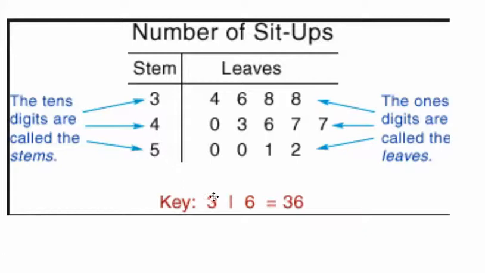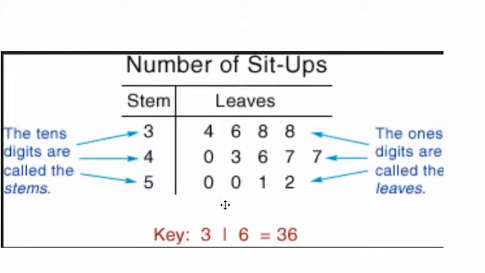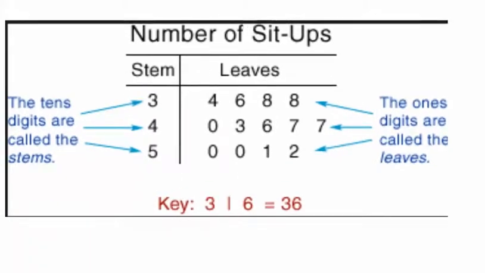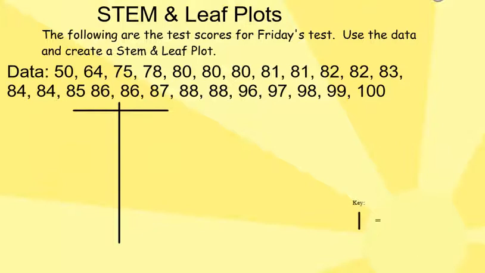If you look at the key here, 3 and then that long line means 36. So if you look at this row, it represents 34, 36, 38, 38. You can see that there were 1, 2, 3, 4 numbers in the 30s, and 1, 2, 3, 4, 5 in the 40s, and 4 in the 50s. I think it'll make more sense when we actually make a stem and leaf plot. So let's make one, and I think it will help you out.